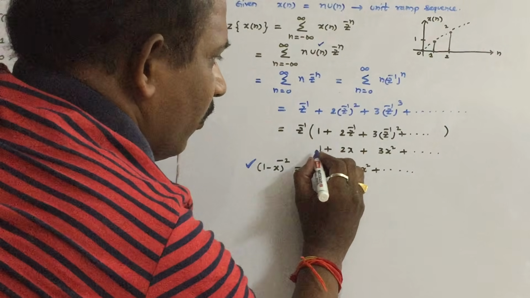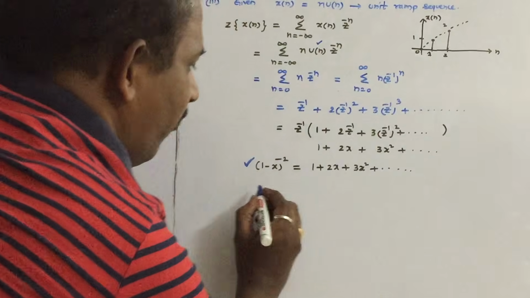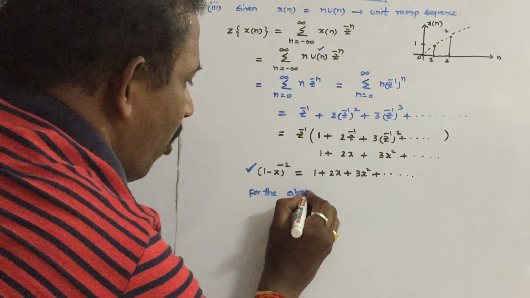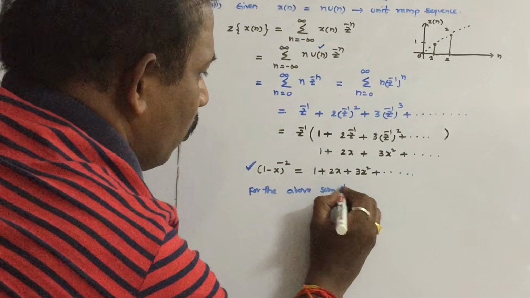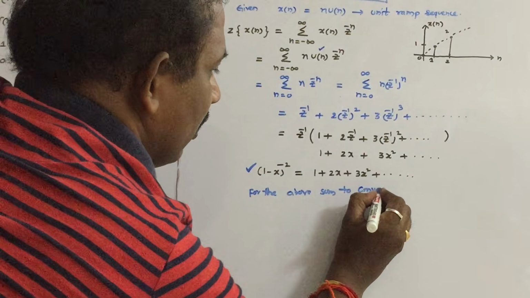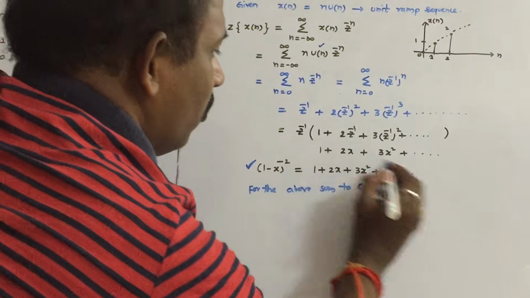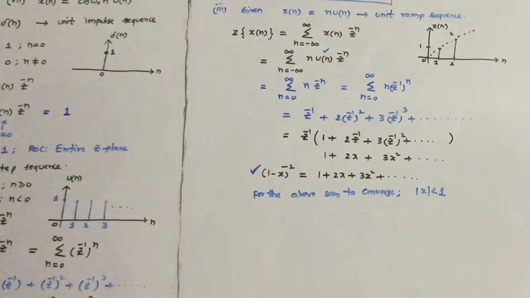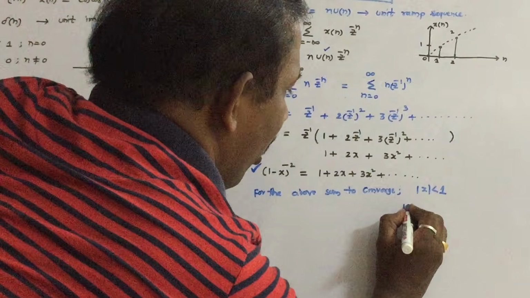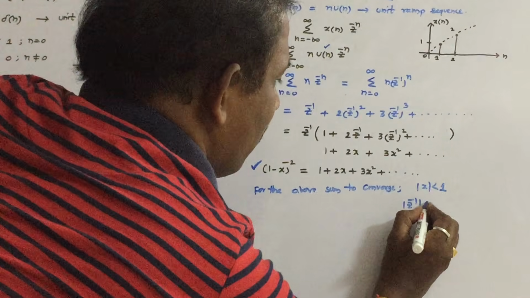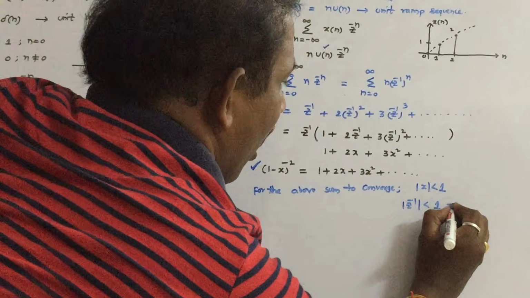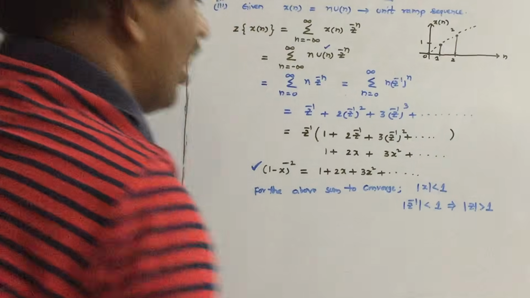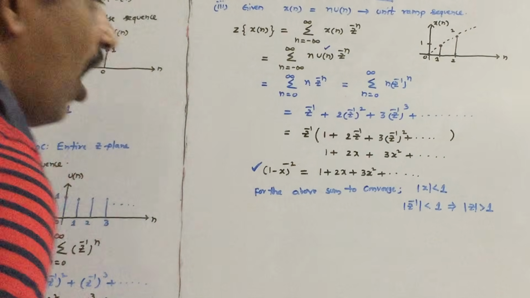Before that, for the above sum to converge, that means to reach a finite value, mod x must be less than 1. So what is x here? Mod z power minus 1 must be less than 1, or mod z greater than 1. So this is the ROC. Again the ROC is one circle outside.